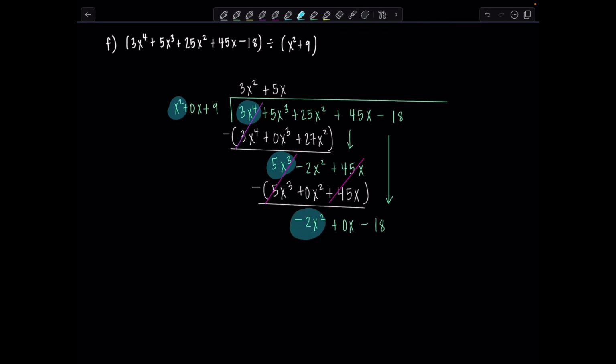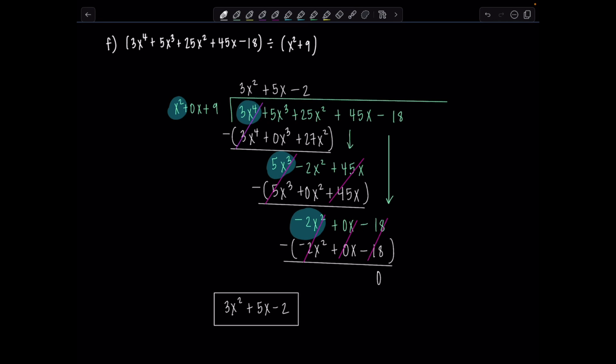So negative 2x squared divided by x squared is negative 2. Then we distribute. Okay. So then this is negative 2x squared plus 0x minus 18. Subtract. Finally, look at this. Are you excited? 0 remainder, my favorite. Boom. Great. So the quotient is 3x squared plus 5x minus 2.